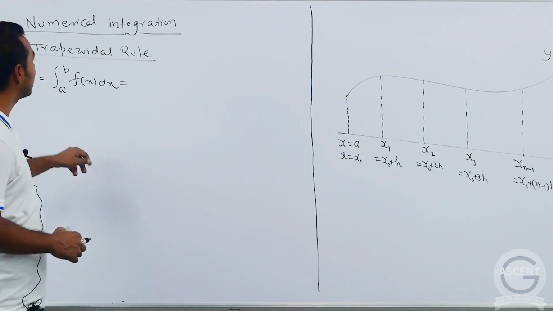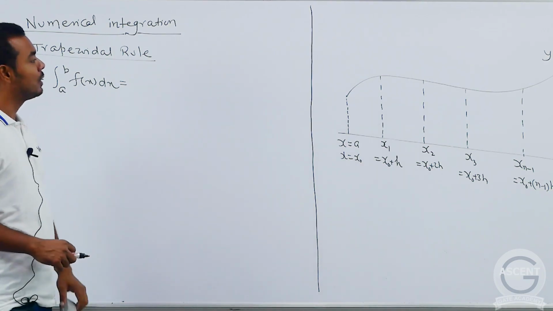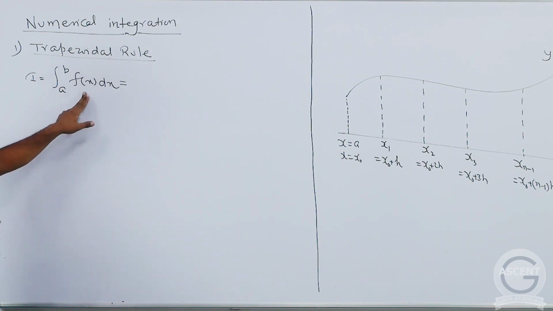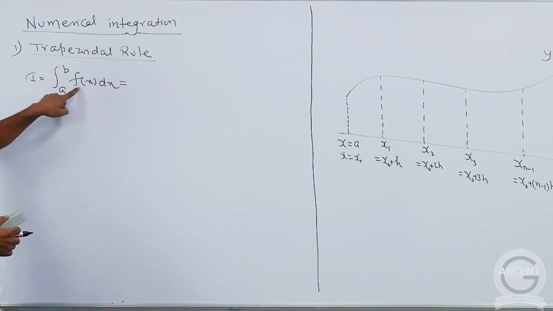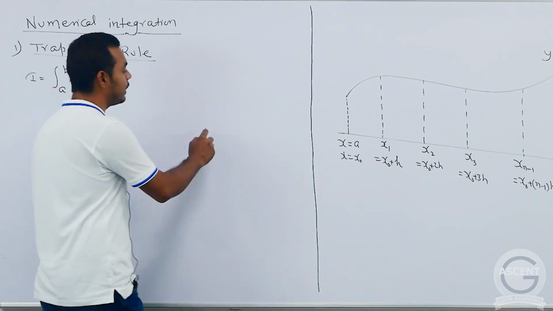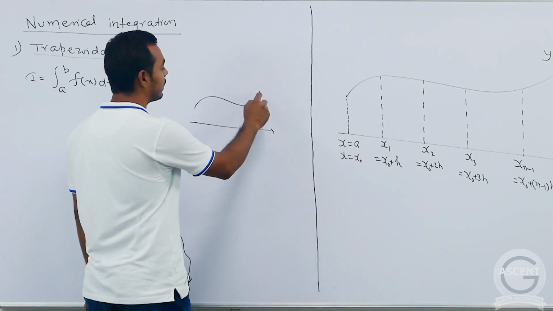Okay, so our next topic is numerical integration. Now this numerical integration is basically used to evaluate the value of a definite integral. We have to calculate the integration from a to b of f(x) dx. Now we all know that this integral from a to b of f(x) dx is nothing but the area under the curve.